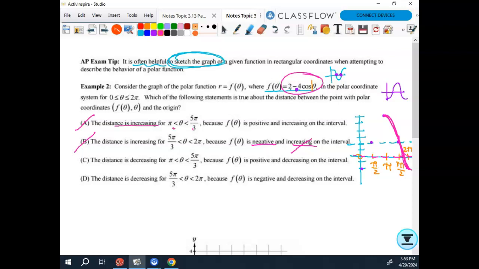Then it says the distance is decreasing for pi to 5 pi thirds because f of theta is positive and decreasing. Okay, so positive from pi to 5 pi thirds, it is positive and decreasing. Good with that. Then it says the distance is decreasing because f of theta is negative and decreasing on that interval. All right, well, I'm not sure if 5 pi thirds is a 0 or not, so maybe we could figure that out.